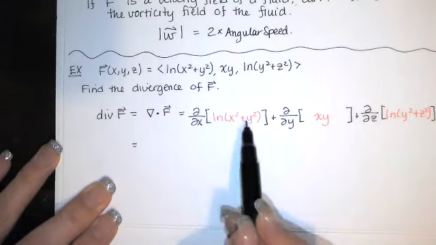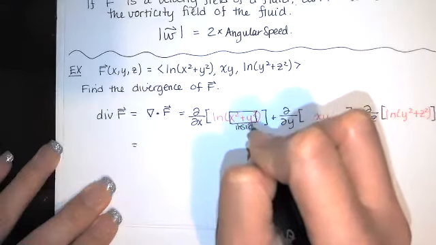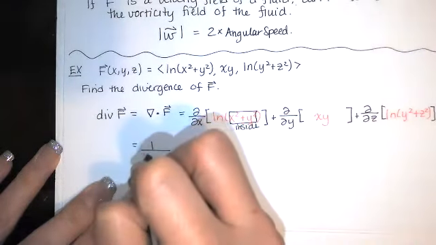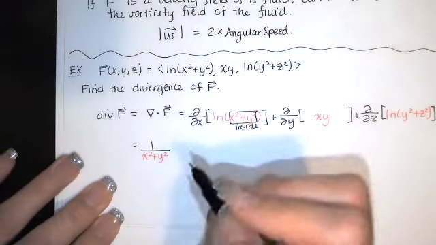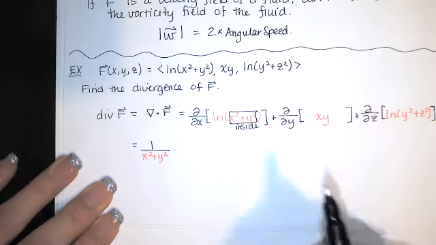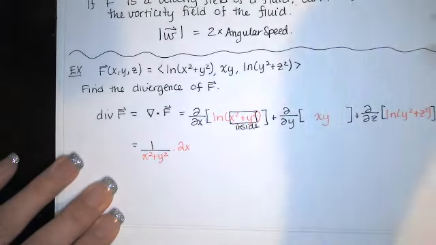So I've got natural log of a function, so I'll have to use the chain rule. So I'll have 1 over the function by the chain rule. The derivative of the natural log of a function is 1 over the function, times the derivative of the inside with respect to x, treating y as a constant. So we just get 2x there.